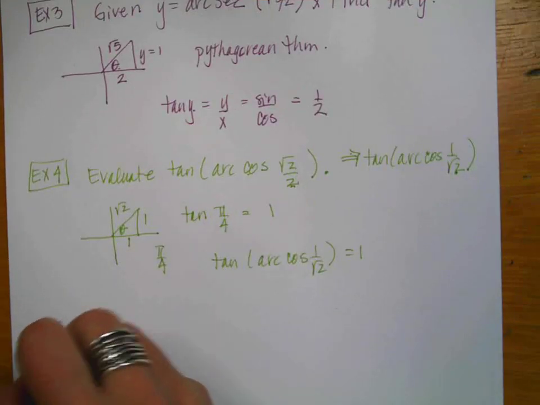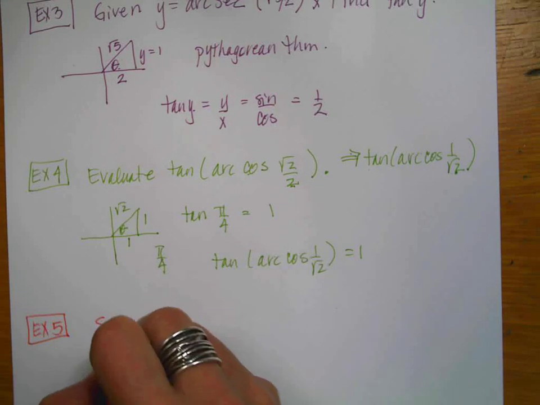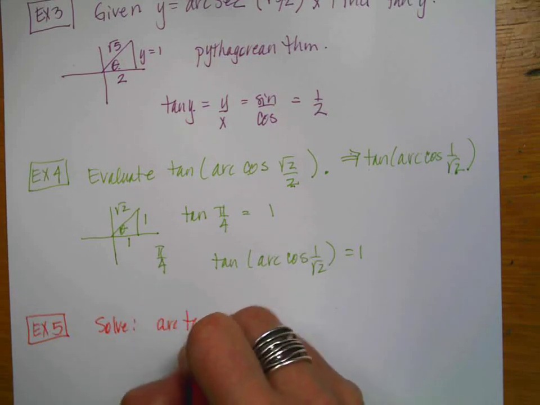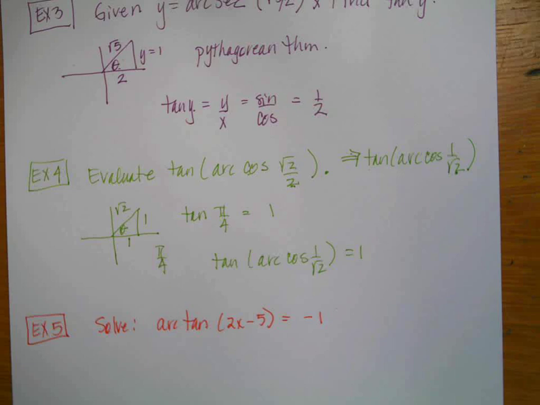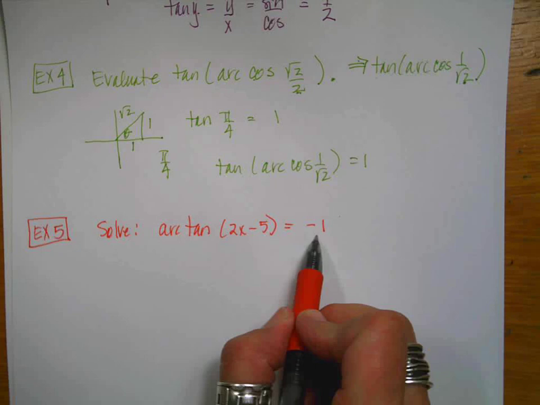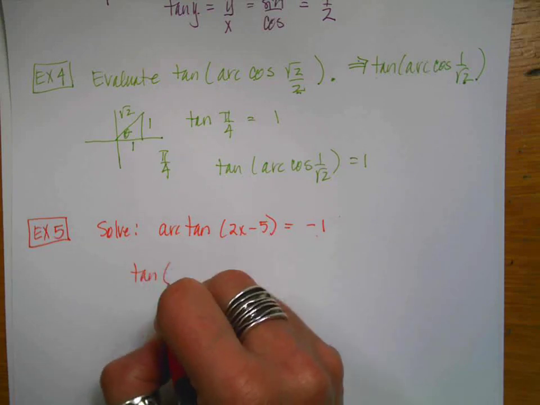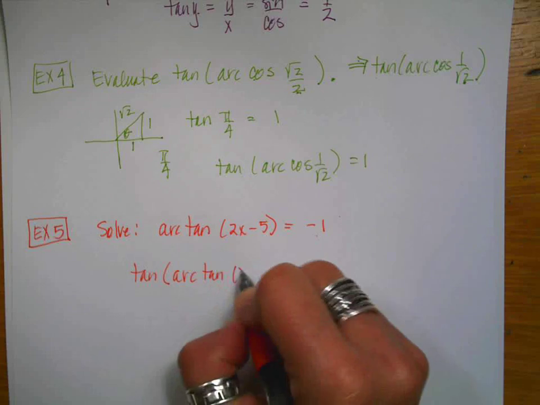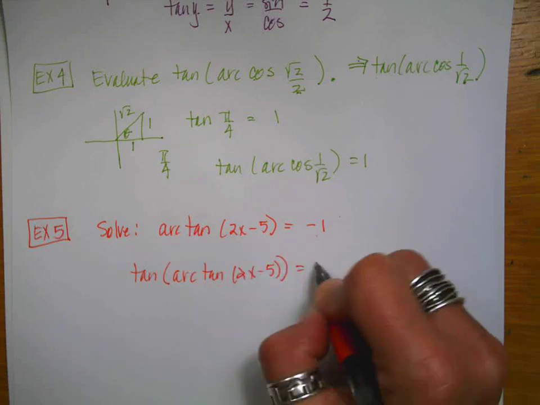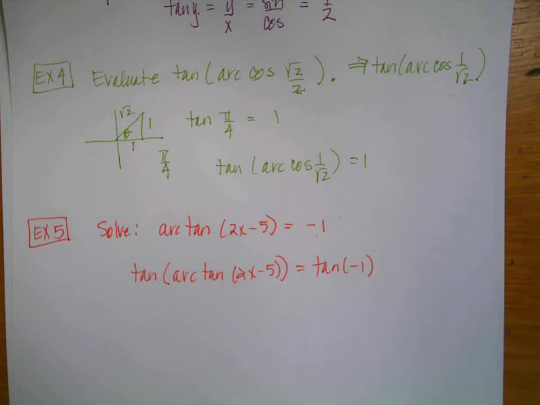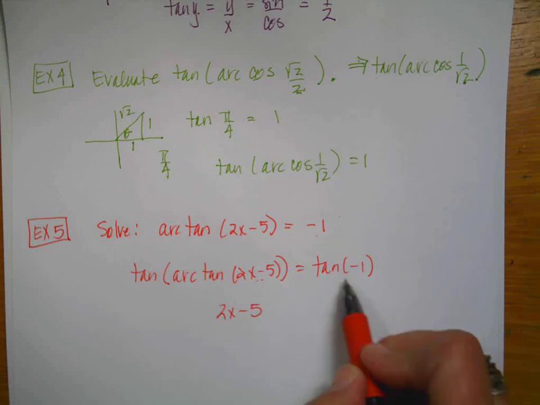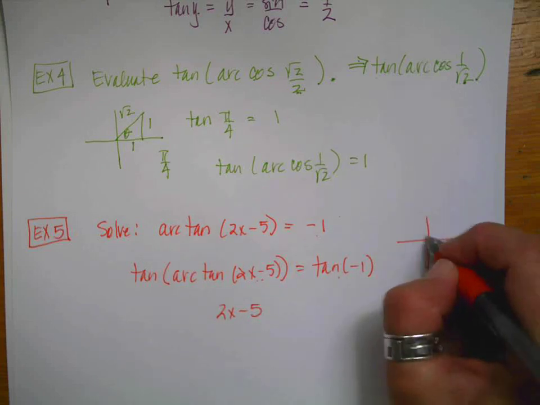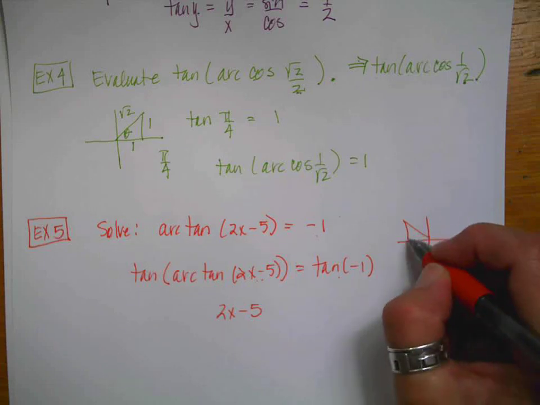Alrighty, for our last example, example number 5, I want to solve, and we're going to have the arc tangent of 2x minus 5 is equal to a negative 1. So I'm going to approach this problem very similarly to the one that we did earlier. So I'm actually going to take the tangent of both sides. So I'm going to do the tangent of the arc tangent of 2x minus 5, and I'm going to do the tangent of a negative 1. Okay? This is going to give me the inside. So we have 2x minus 5.